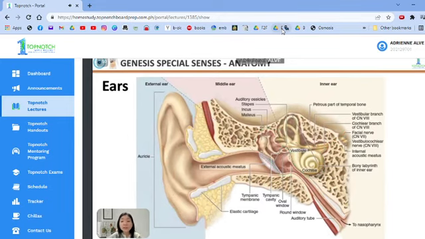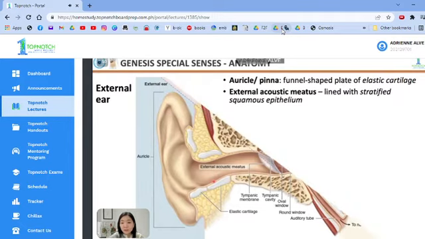Note that the structures of the middle and the inner ear form from the head mesenchyme, and they become enclosed within the temporal bone. So these delicate structures are actually protected by the temporal bone and closely associated with the rest of the brain. So with that, we have the auricle or the pinna. This is an irregular funnel-shaped plate of elastic cartilage, and it is that shape because it directs sound waves into the ear.